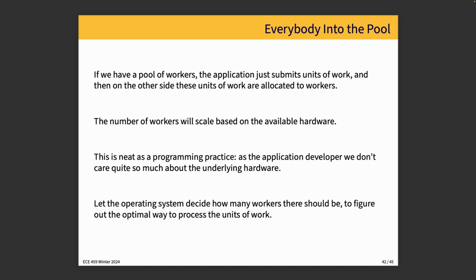So this is neat as a programming practice. We can have the number of workers scaled based on the underlying hardware. You can say, we have one thread per available core, or 2 threads per core, or something like that, and that's nice. And as the application developer, you don't always need to know specific details about how many cores there are. Maybe we can let the operating system decide how many workers there should be to try to allocate things in the most optimal way. And maybe that's just convenient.